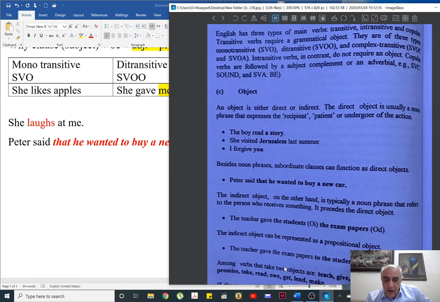Among verbs that take two objects، أكو أفعال معينة هي أصلا تأخذ two objects، وكو أفعال ما تأخذ two objects، تأخذ one object. طبيعة الفعل تتطلب، اللي نسميها إحنا بالعربي الأفعال المتعدية. مثل teach, give, show and ask إلى آخره.